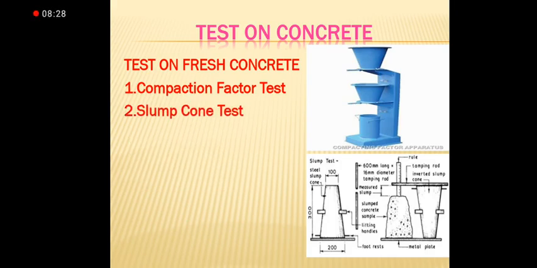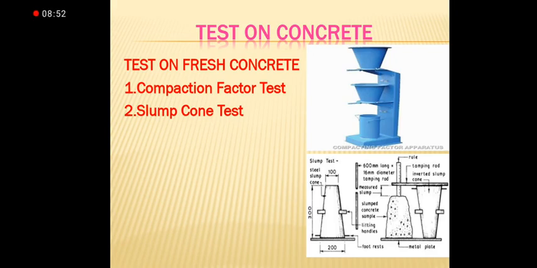Next is slump cone test. In the figure number 2, we can see there is a cone of 30 centimeter height, 20 centimeter bottom dia and 10 centimeter top dia. Here what we have to do, put the concrete in 3 layers, tamp it by the tamping rod of 25 blows, then suddenly take out the cone.